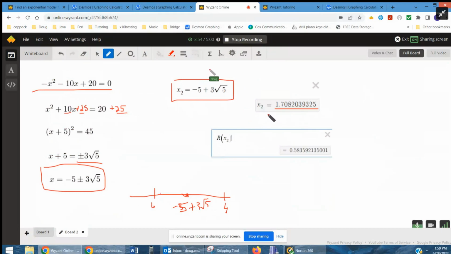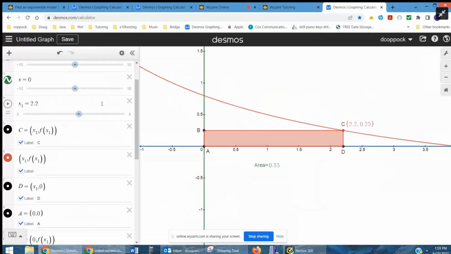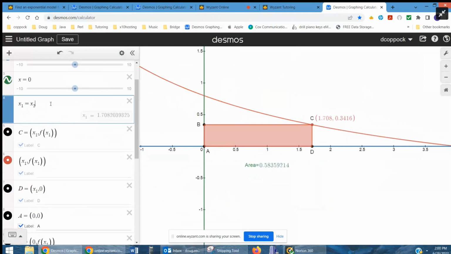We want to know what is the maximum area. And if I plug this number into the area function, and on Desmos I had to use the letter R for the area function, the area is about 0.5835 square units. So if I go back to Desmos and change this x sub 1 to that x sub 2 value, there is the maximum area right there. So there's kind of what the rectangle looks like.